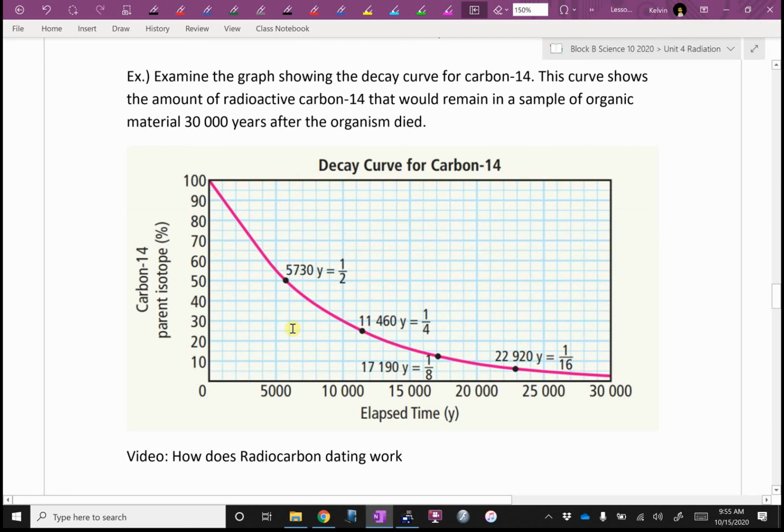So here's a decay curve for carbon-14. I also gave you a big one on the sheet. So this shows the amount of carbon-14 that would remain in a sample 30,000 years after the organism died. Can you see why carbon-14 dating doesn't work much past 50,000 years? Because 50,000 years over here, there will be so little left, it's just almost undetectable. So carbon-14 dating, good to about 50,000 years, it's useful, and it has to be a living object.